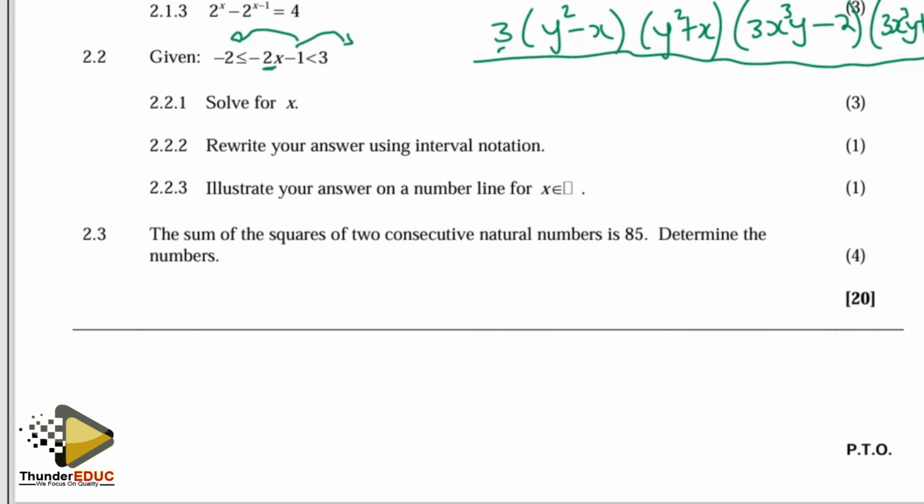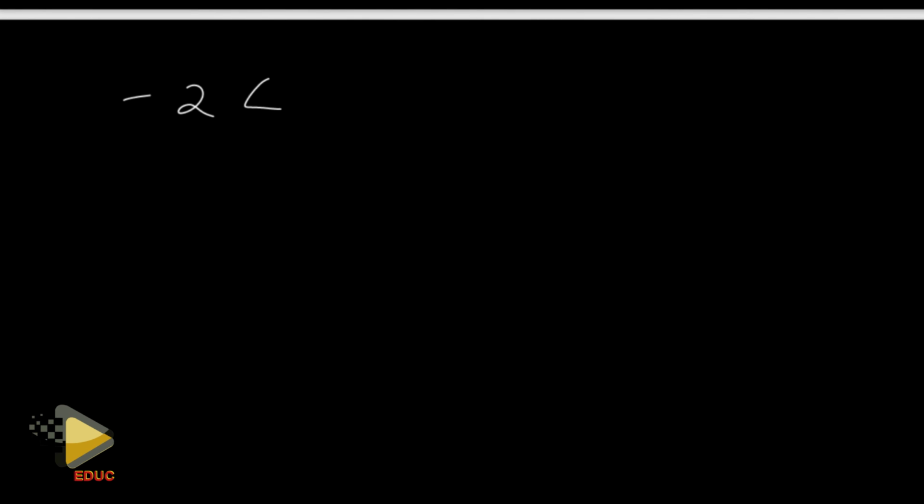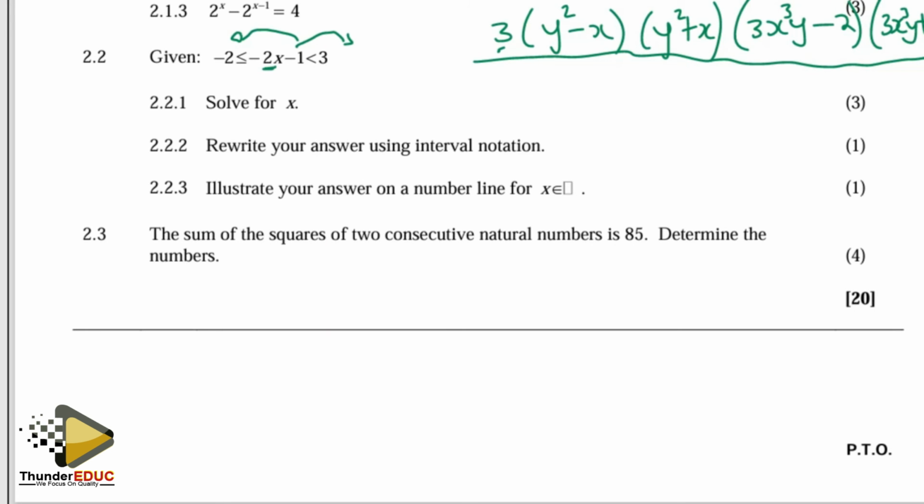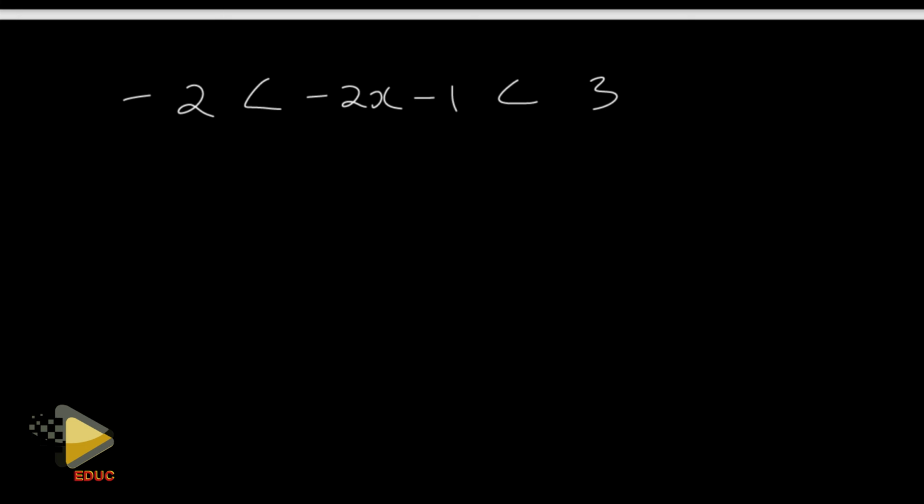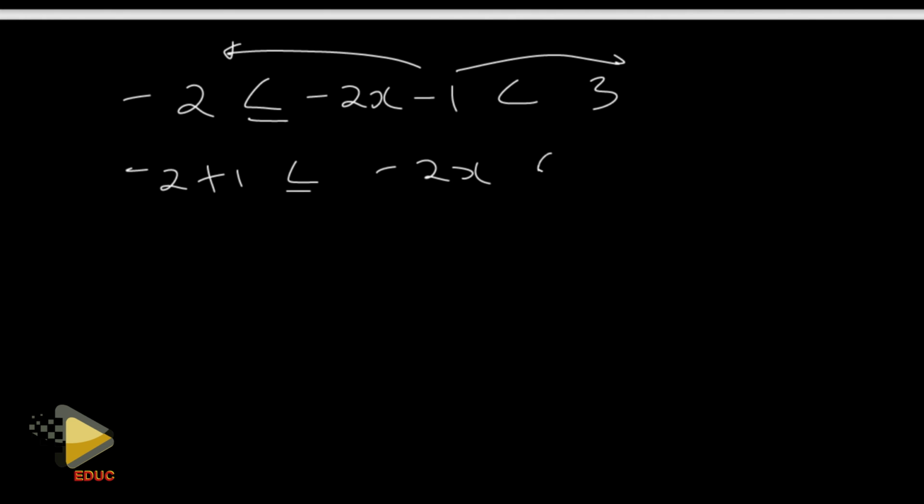Okay, so we have negative 2 is less than or equal to negative 2x minus 1, and then is also less than 3. There's an equal sign here. So move it there, it's just a plus sign. So negative 2 plus 1 is less than or equal to negative 2x, is less than 3 plus 1. When you carry over, it's just the same transposition. Then it's going to be negative 1 is less than or equal to negative 2x is less than 4.